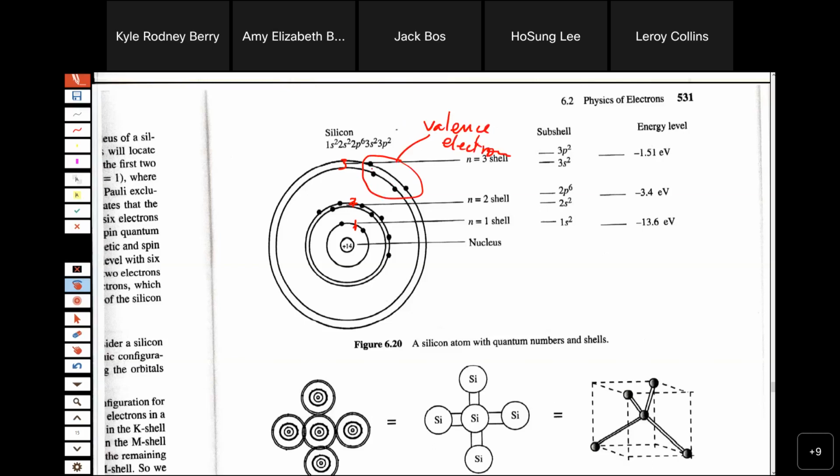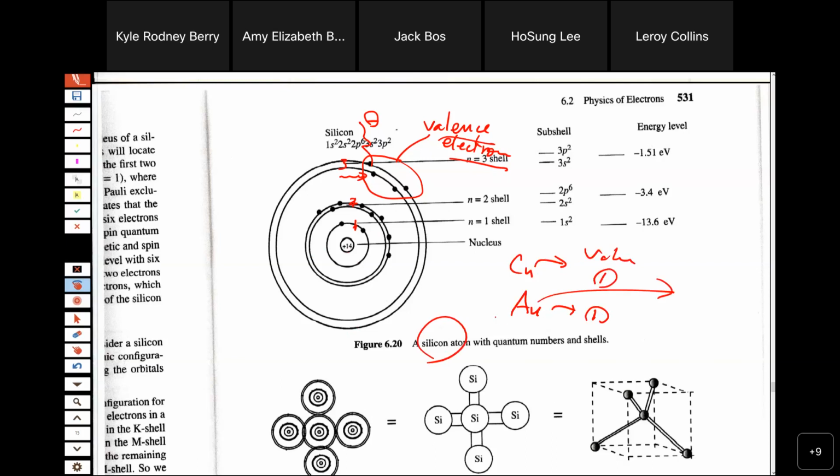These are the most likely to become free if some energy is applied. So the valence number is very important for each element. In this example, silicon is 4, and copper, interestingly, has a valence electron of 1. So only one is possibly free. Gold turns out to have a valence number of 1. Only one possible free electron.